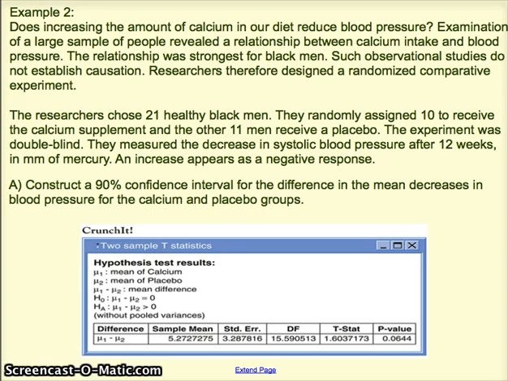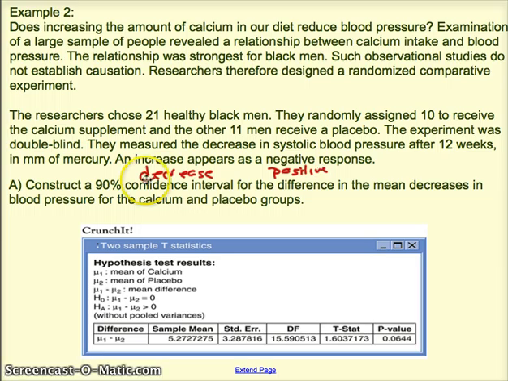Okay, so we're testing here to see if calcium can reduce blood pressure. We happen to be focusing on black men, so we've got 21 healthy black men randomly assigned, 10 to receive calcium, the other 11 to receive a placebo. We're measuring the decrease in blood pressure here, so it's a little funky in the wording, but it says an increase in blood pressure appears as negative, which would tell us that a decrease in blood pressure would be positive, would show up as positive data. So we're looking for a positive difference here.